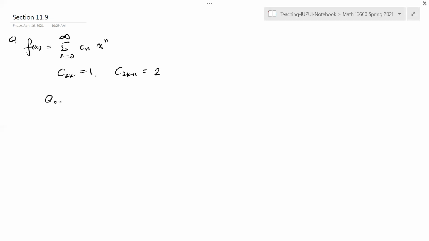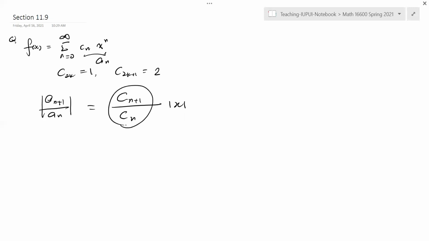Let's try the ratio test. That's pretty common. This is my a_n, so I have c_{n+1} over c_n, which is a positive constant, and then absolute x. The question is, what is that limit? In order to know whether we can find a limit or not, we don't know yet. Maybe there is no limit.